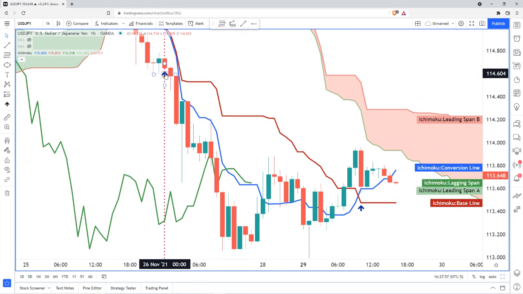So that was a win. 114.60, getting out. A little late here, but 113.62. It's almost 100 pips.